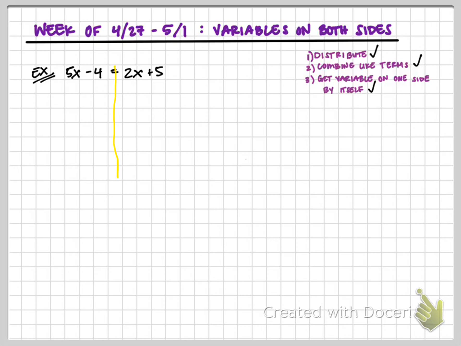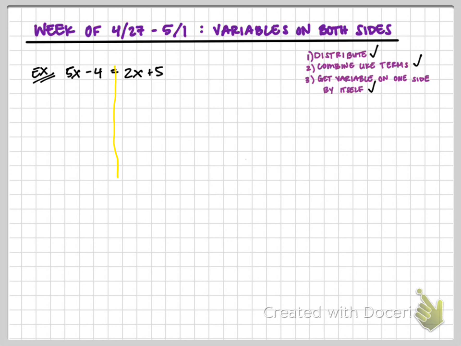Okay, so my question now is, I see the 5x on the left side and I see the 2x on the right side, but which side do I bring it to? I usually go for the term that has the higher number. So since the 5x is bigger than the 2x, I'm going to get the variable on the side where 5x is, the bigger side.